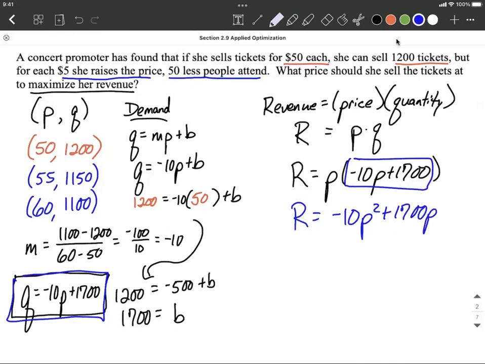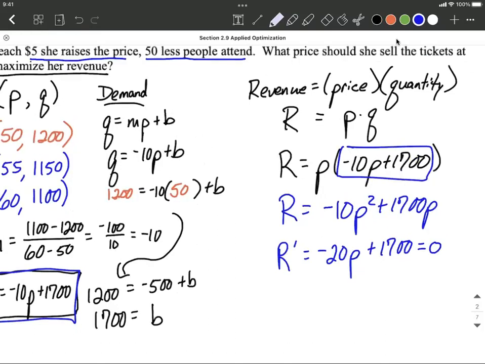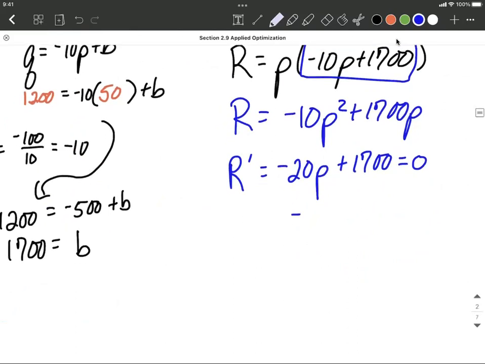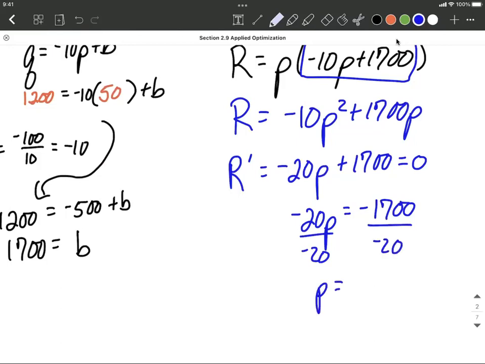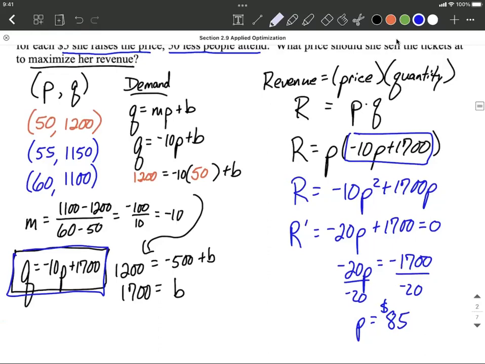Now our revenue function is only in terms of a single variable, so we can try to find our critical values by taking the derivative, using the power rule here. So negative 20 P plus 1,700. What we'd like to do is figure out the critical value, so that's whenever this is equal to 0. So I'm going to set that equal to 0 and solve. So negative 20P, and we subtract the 1,700, move it to the other side, and divide both sides by negative 20. This will give us an ideal price, P, of $85. Okay, that answers our question.